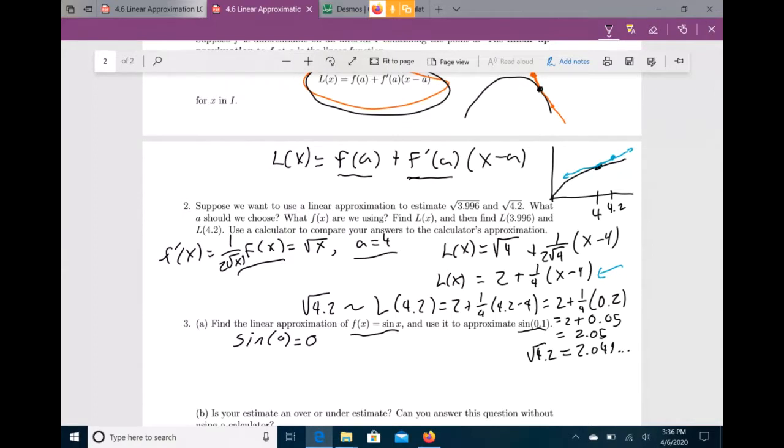If we want to write down a linear approximation to sine near x equals 0, L of x equals sine of 0 plus the derivative of sine evaluated at 0. So what's the derivative of sine? Cosine, good.